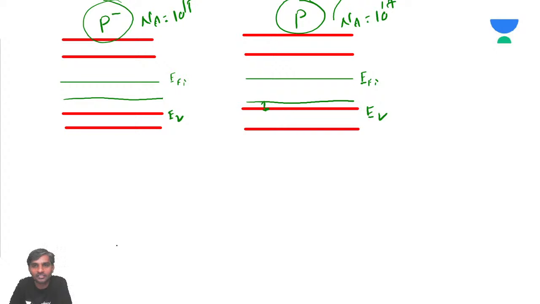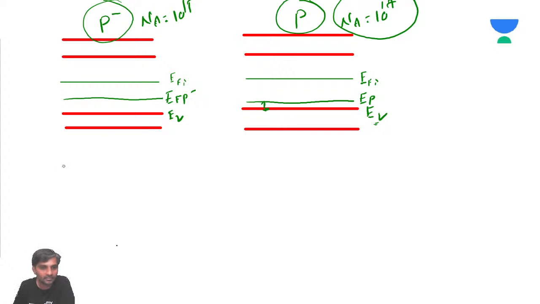As the concentration is increasing, this new Fermi level, I should say EFp, and this one EFp minus. Are you able to understand what I mean? So when the acceptor concentration is increasing, the Fermi level moves towards the valence band. Did you get my point?